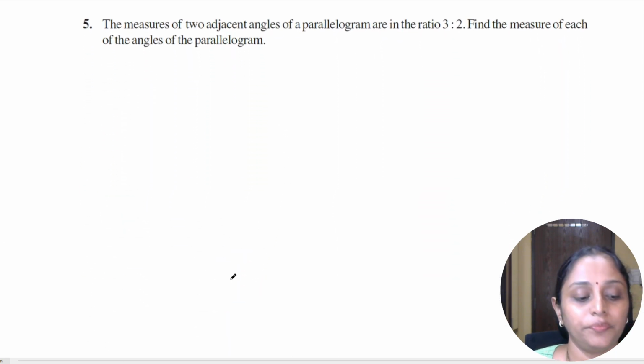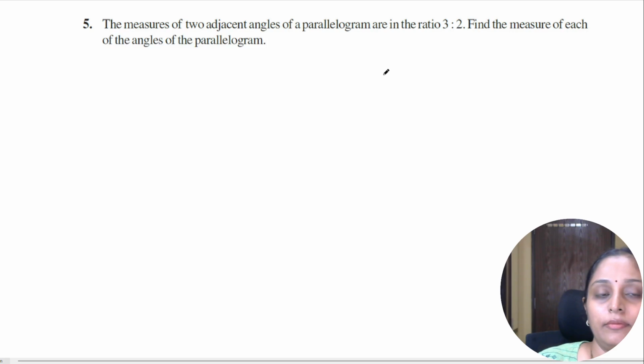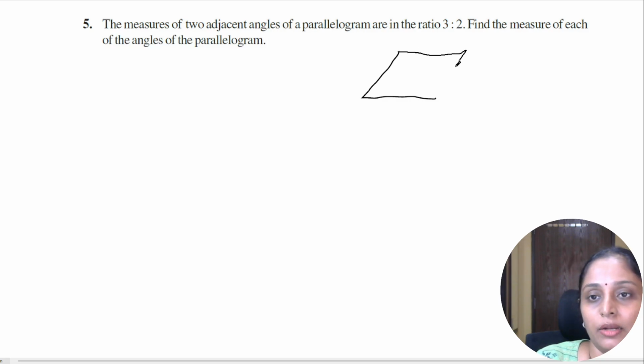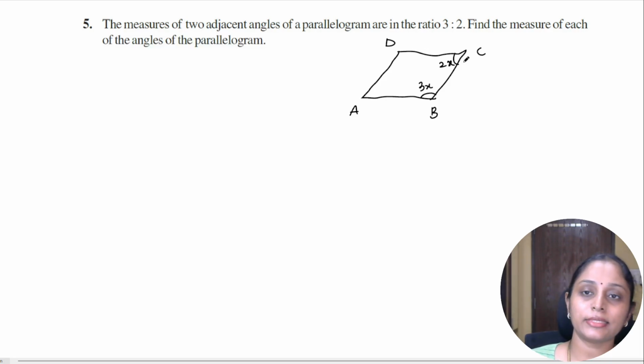Next, I have: the measures of two adjacent angles of a parallelogram are in the ratio 3:2. Find the measure of each of the angles of the parallelogram. Okay, so they're saying that it is a parallelogram. So we can use the properties of the parallelogram here. Adjacent angles are in the ratio 3:2. I'll take this as 3x, this as 2x. If the ratio is 3:2, I can say that each one is 3x and 2x respectively, right?